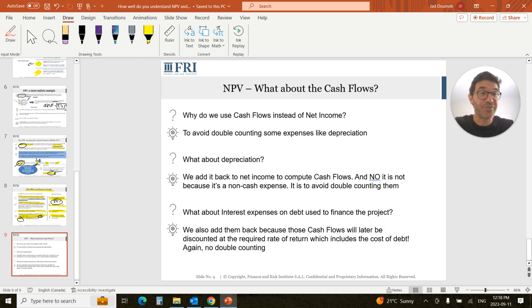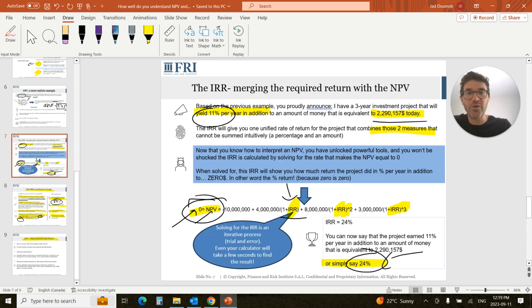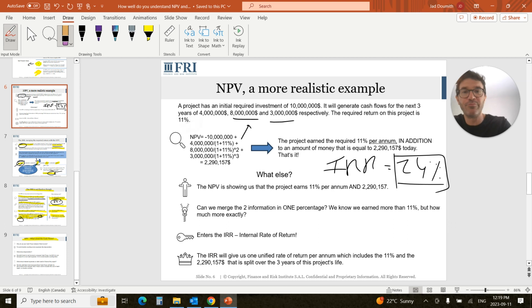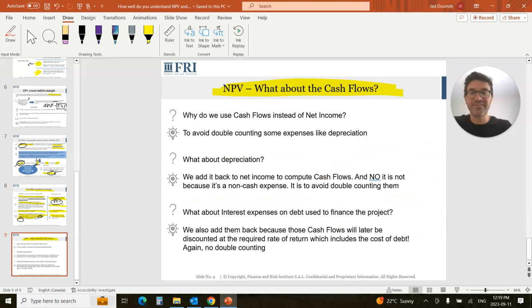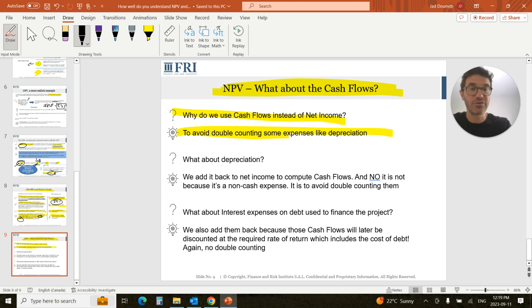Let's end and perfect our understanding of net present value. Why do we use cash flows? This is a typical question that CFA candidates have. Why don't we use net income? When we calculate the net present value of a project, you will always remember that they will give you the cash flows. They will not give you net income. So why do we do that? Is there any particular reason? Of course there is. We want to avoid double counting some expenses like depreciation.